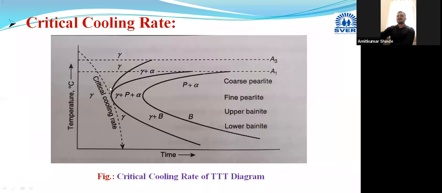Then after this, we discussed the concept of critical cooling rate. Critical cooling rate is the rate which just bypasses the nose of this IT diagram or TTT diagram, or which suppresses the diffusion transformation.